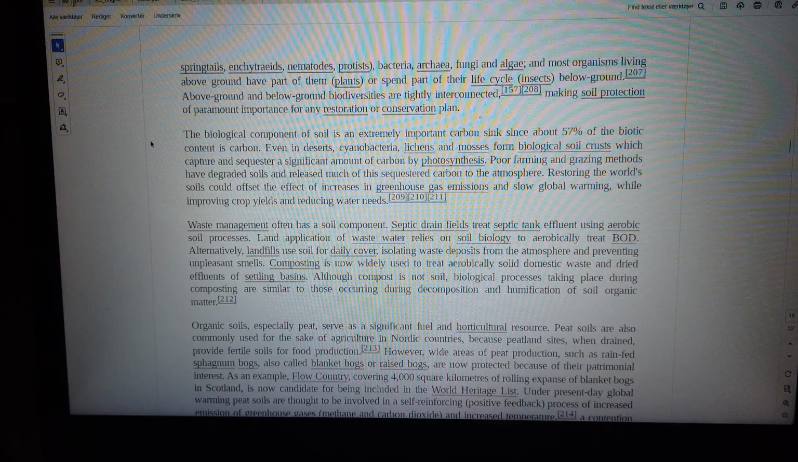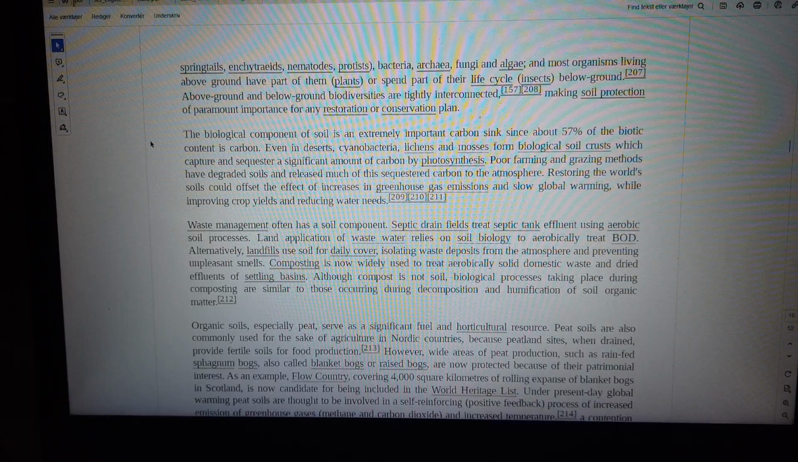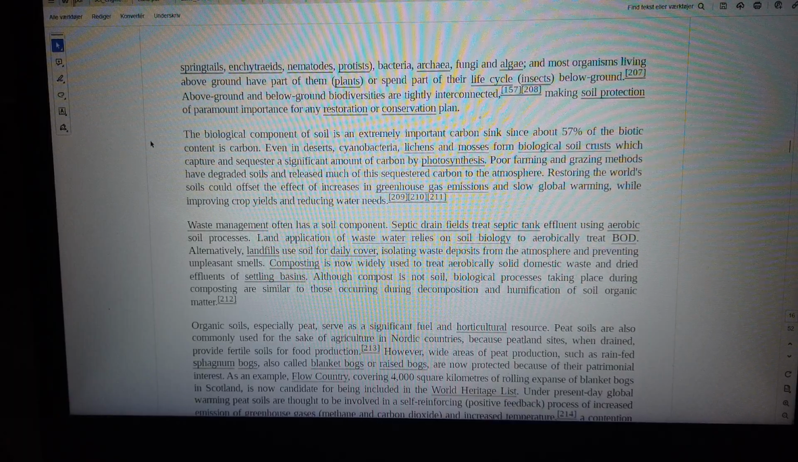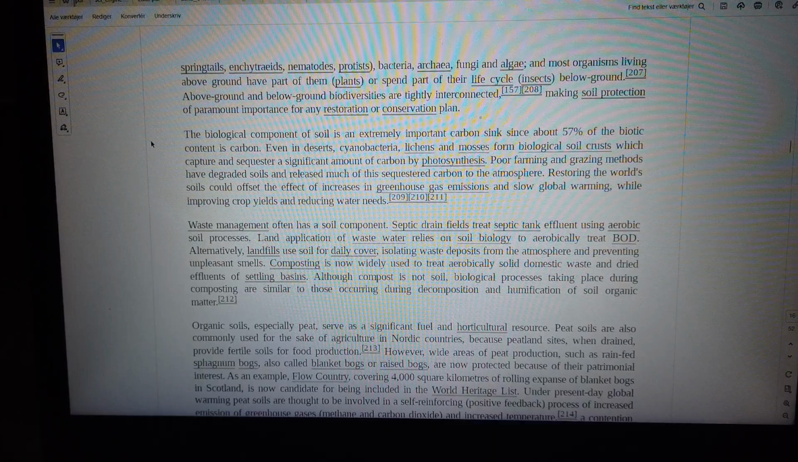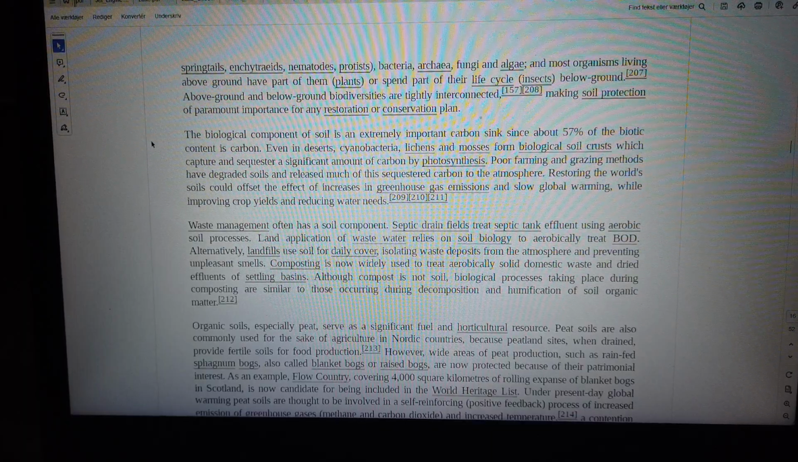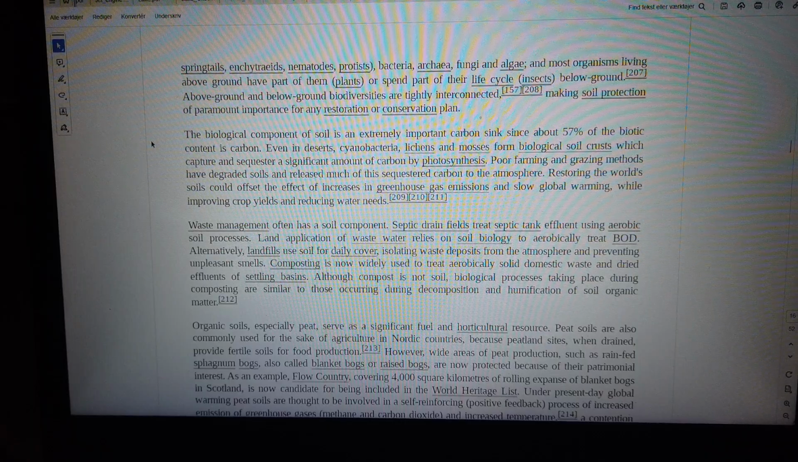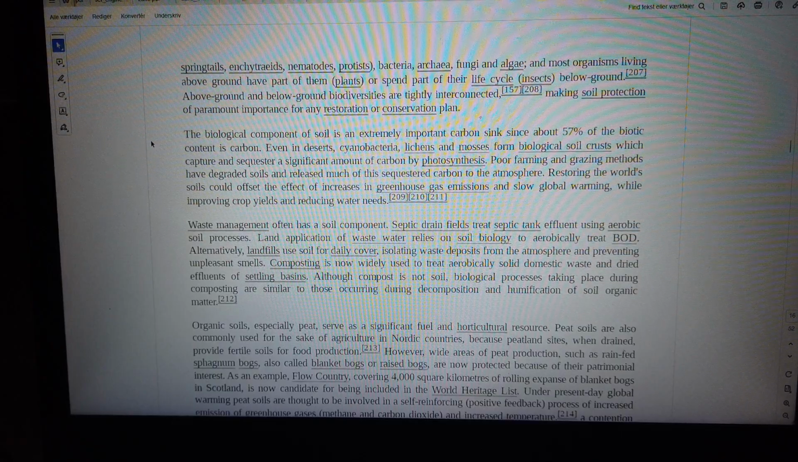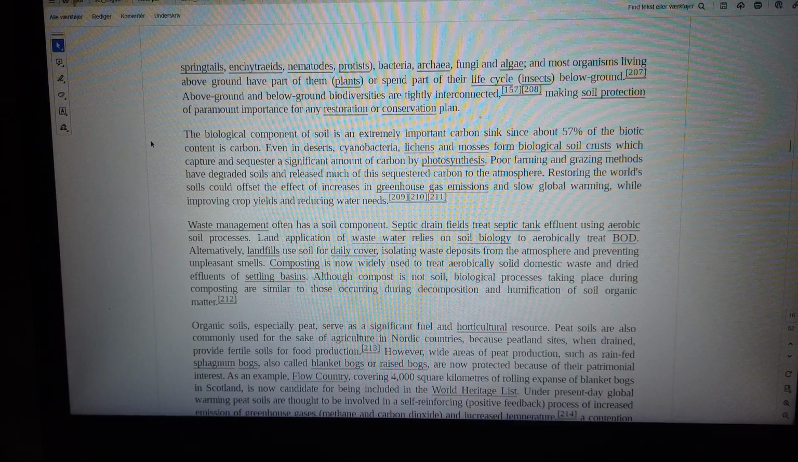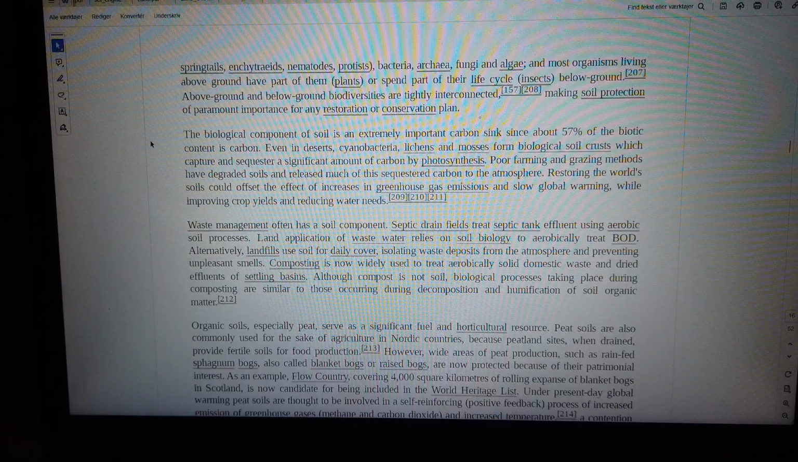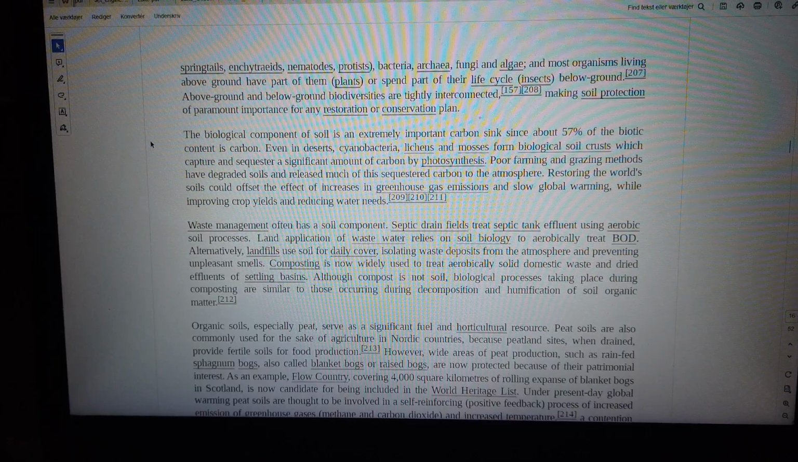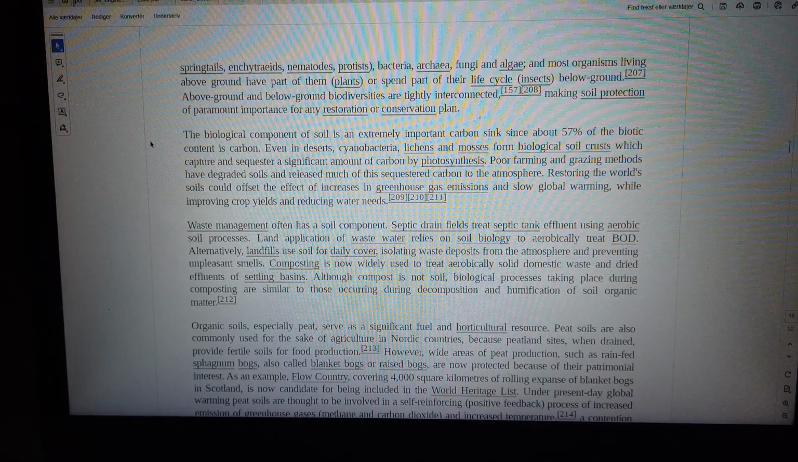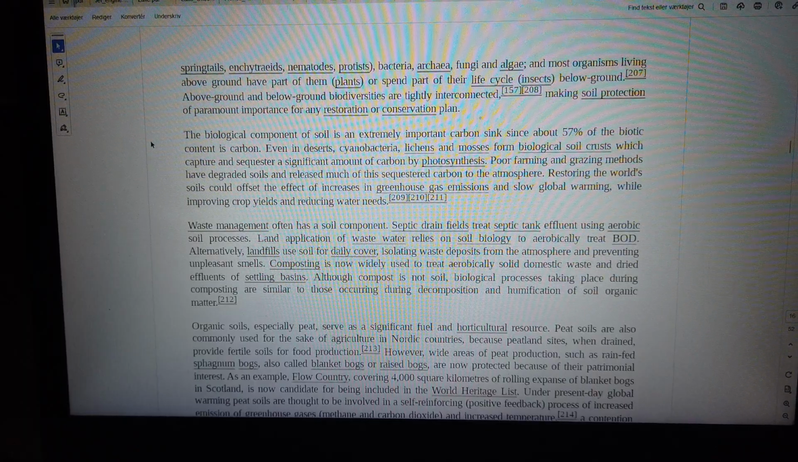The biological component of soil is an extremely important carbon sink, since about 57% of the biotic content is carbon. Even in deserts, cyanobacteria, lichens and mosses form biological soil crusts which capture and sequester a significant amount of carbon by photosynthesis. Poor farming and grazing methods have degraded soils and released much of this sequestered carbon to the atmosphere. Restoring the world's soils could offset the effect of increases in greenhouse gas emissions and slow global warming, while improving crop yields and reducing water needs.